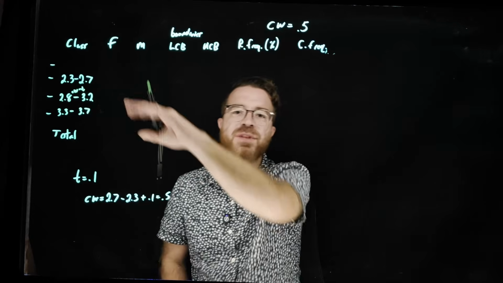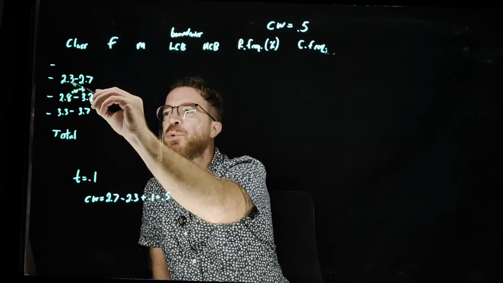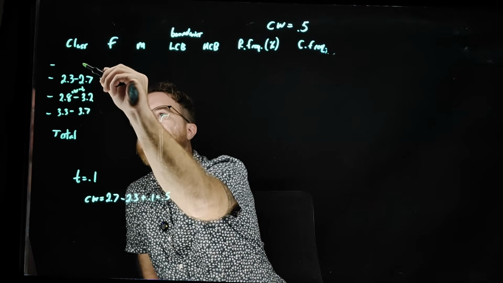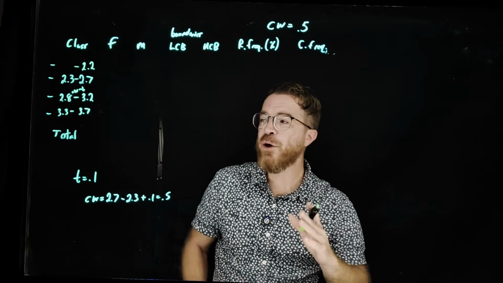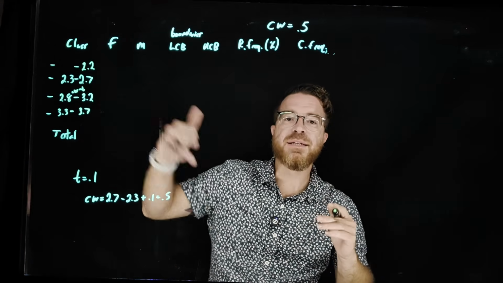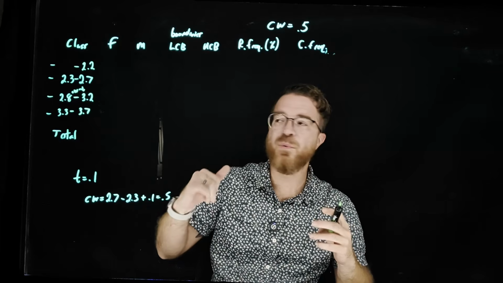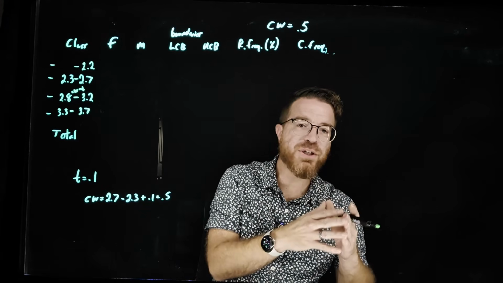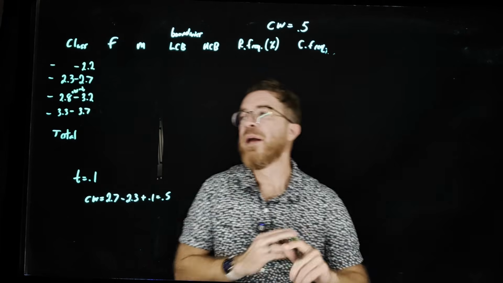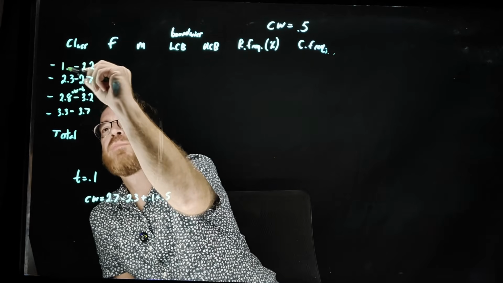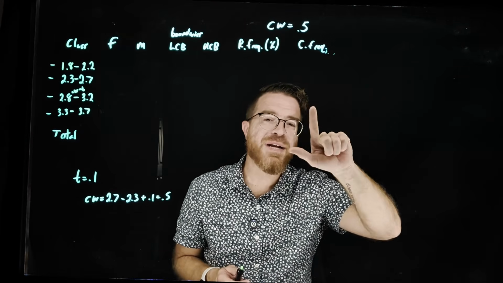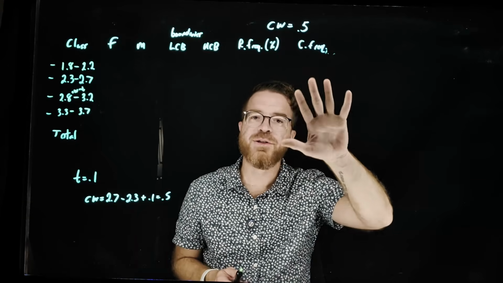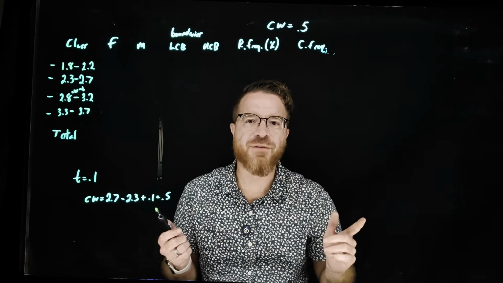So let's do that for this one. We're going to go backwards though. So I have 2.3. I'm going to go down to the next level, so this is going to be 2.2. And then I need to go down by my class width minus the tolerance. So 0.5 minus 0.1 is 0.4. So 2.2 minus 0.4 is going to give me 1.8. And then let's just double check: 1.8, 1.9, 2.0, 2.1, 2.2. There we go. We have our intervals.